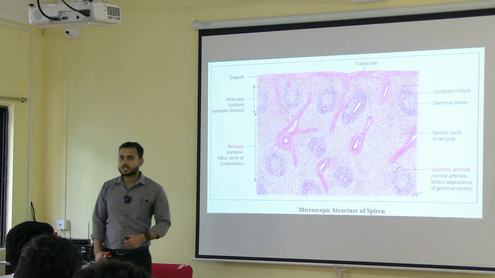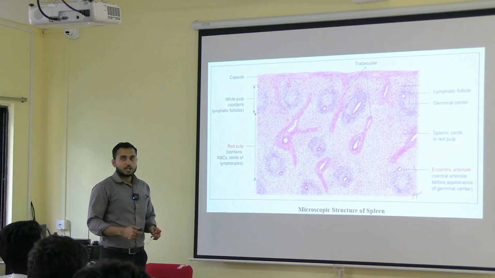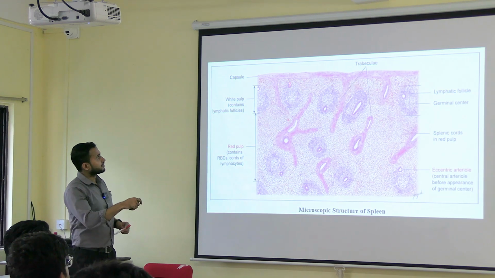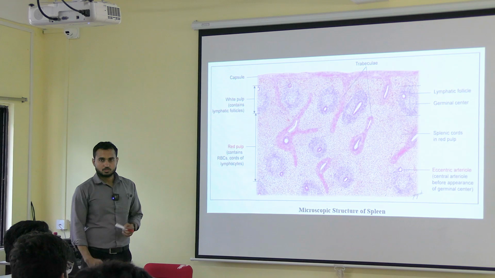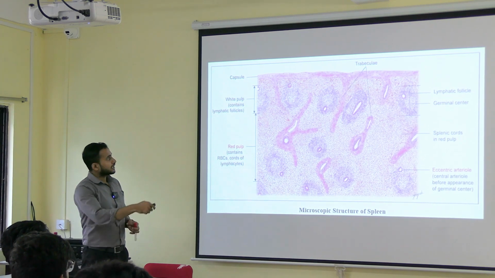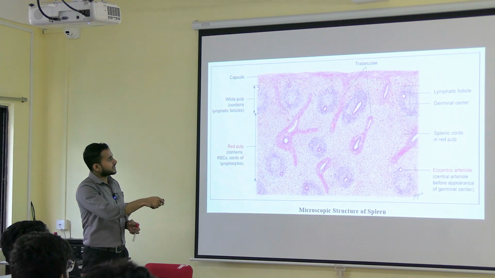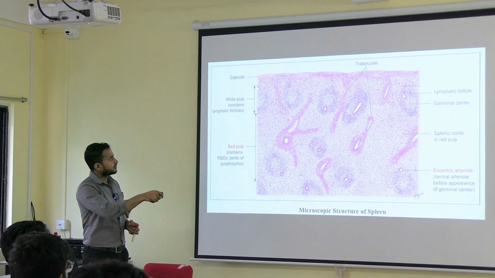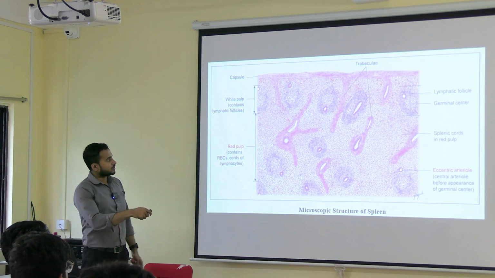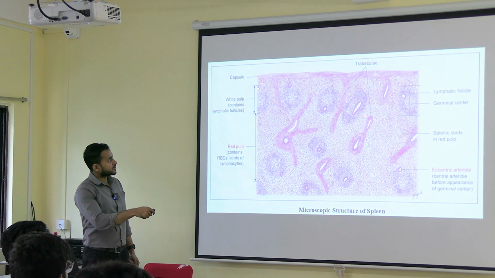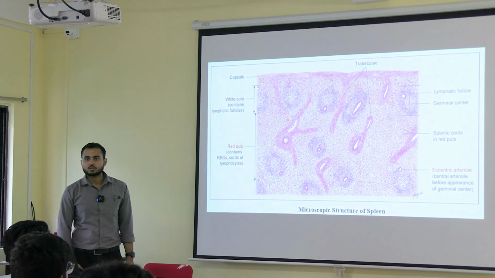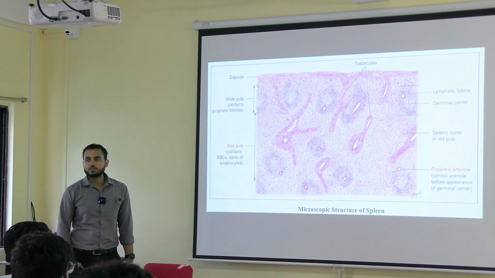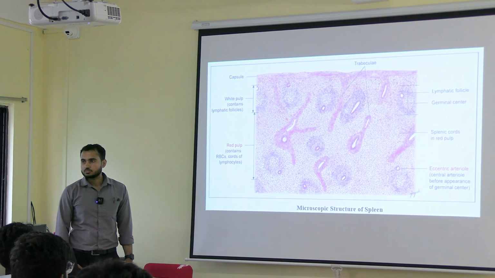So this is the microscopic structure of spleen. Now in the microscopic structure of spleen, first of all, what is this? Capsule. As simple as that. Capsule will be there. Now from the capsule, can you see the trabeculae is extending into the substance of the spleen? Yes. Now through the trabeculae you can see some blood vessels. Can you see the blood vessels? Okay. So these blood vessels are also coming in through the trabeculae.